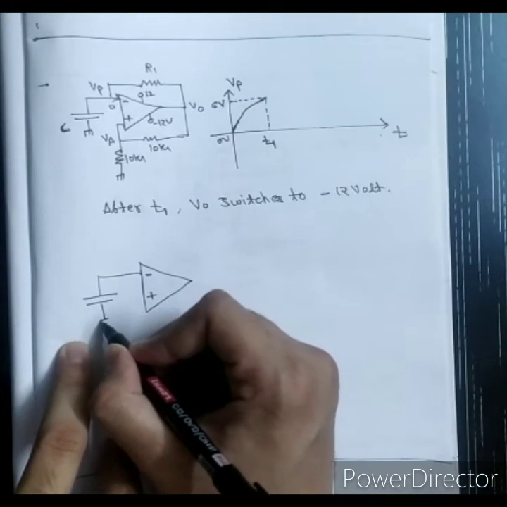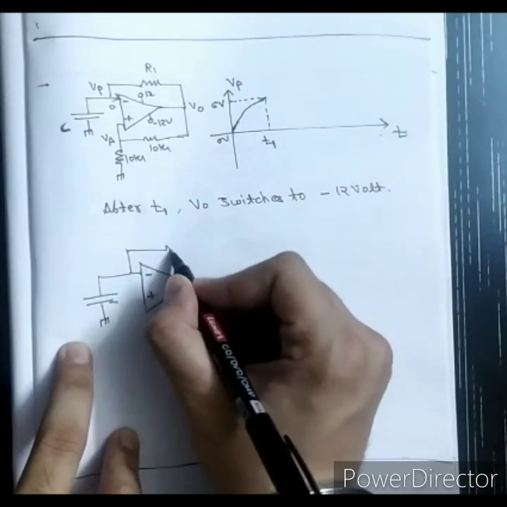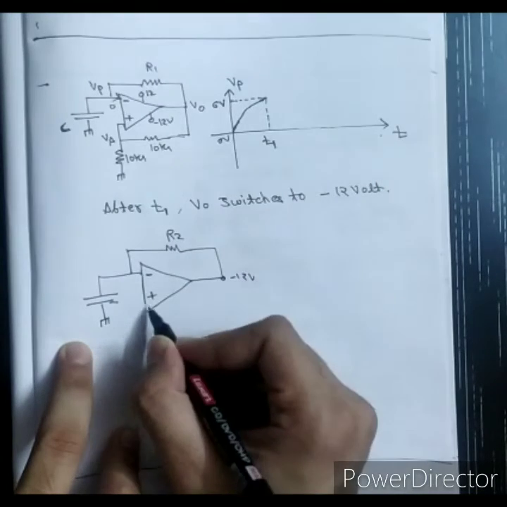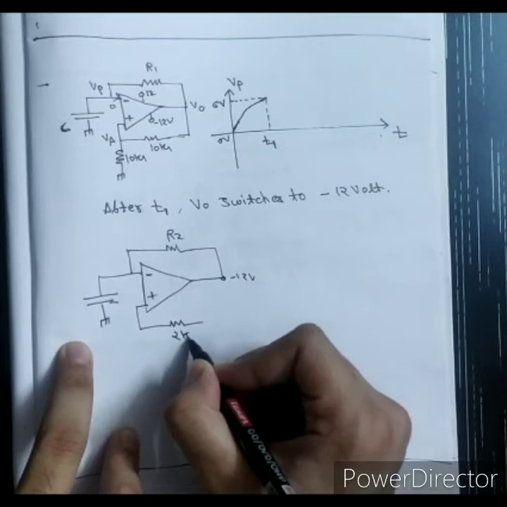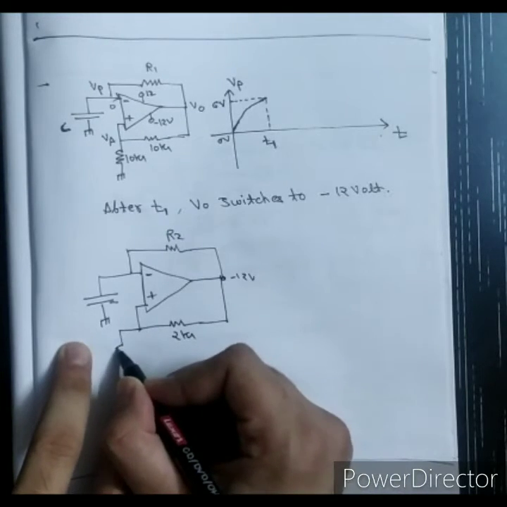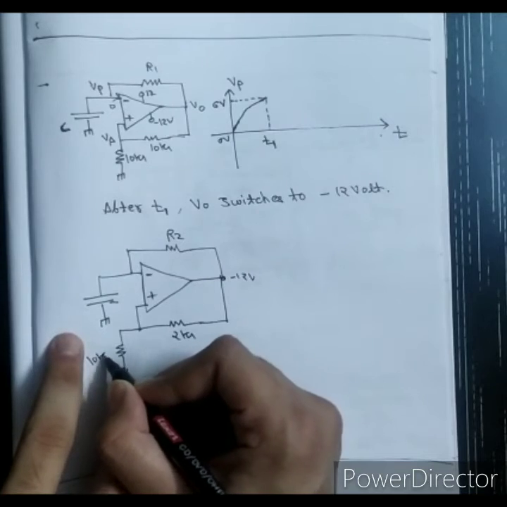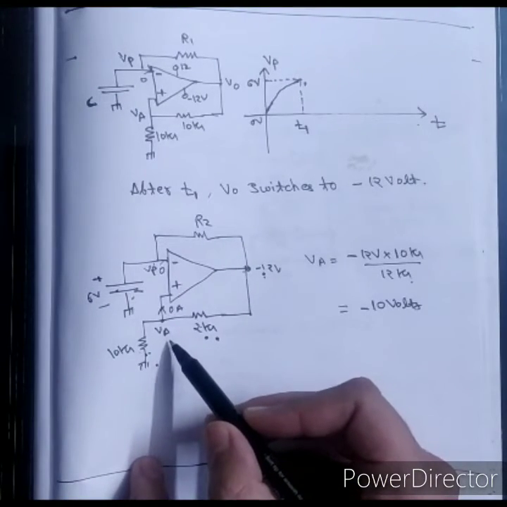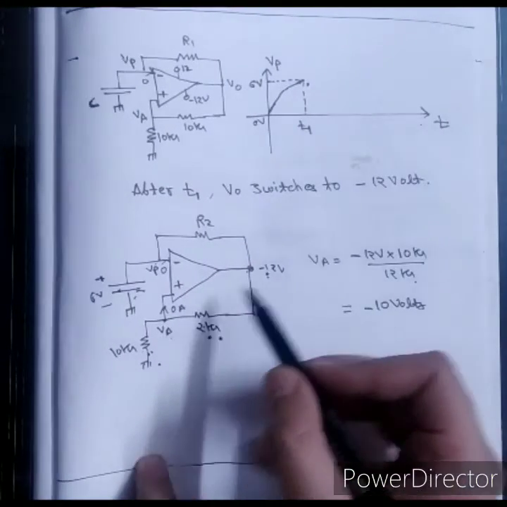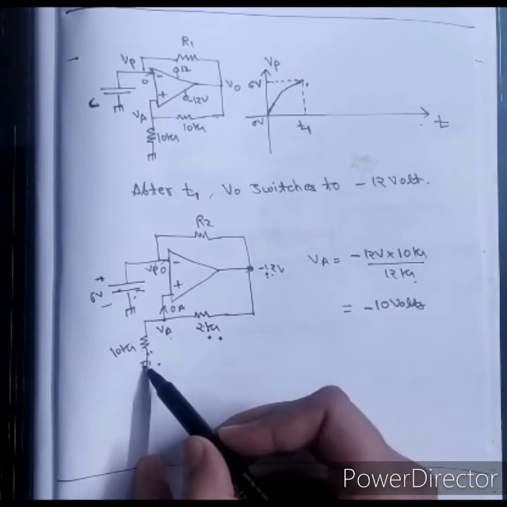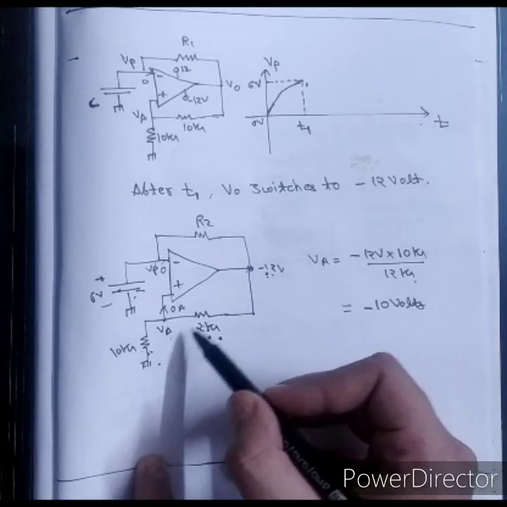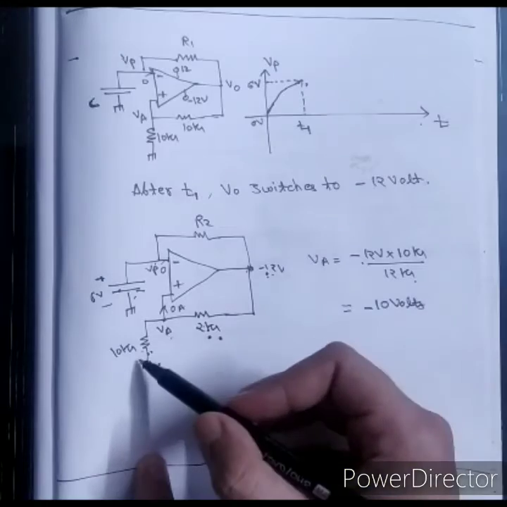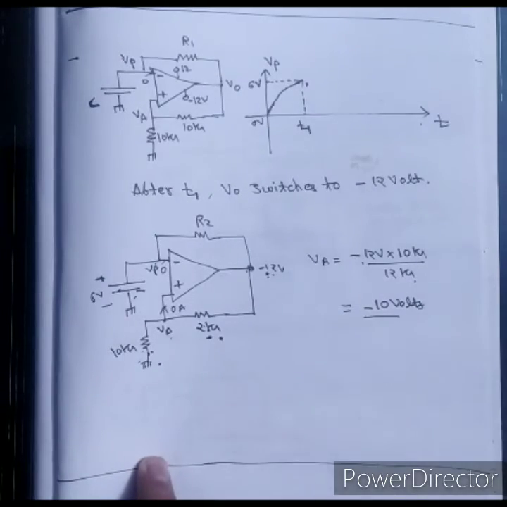This is the capacitor. This will be R2. This will be minus 12 volt. This will be 2 kilo ohms. And this will be 10 kilo ohms. This is VA. Now let's find VA. This minus 12 volt will divide between 2 kilo ohm and 10 kilo ohm. So using the voltage division rule, VA will be equal to minus 12 volt into 10 kilo ohm divided by 10 kilo ohm plus 2 kilo ohm. So this will become minus 10 volt.